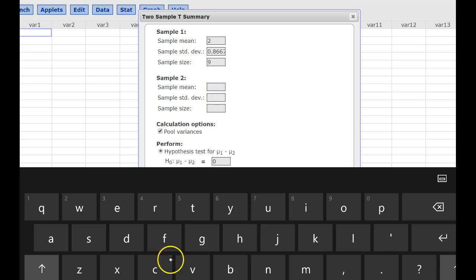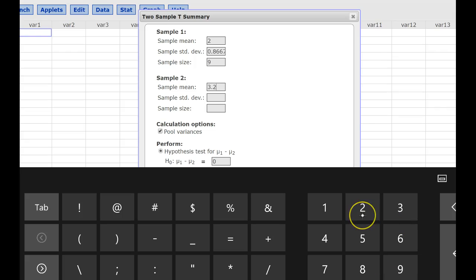The boys, on the other hand, they spent an average of 3.2 hours playing sports. They had a standard deviation of 1.00. I don't need the 0.00. I don't know why I'm writing it. And then there were 16 of them.